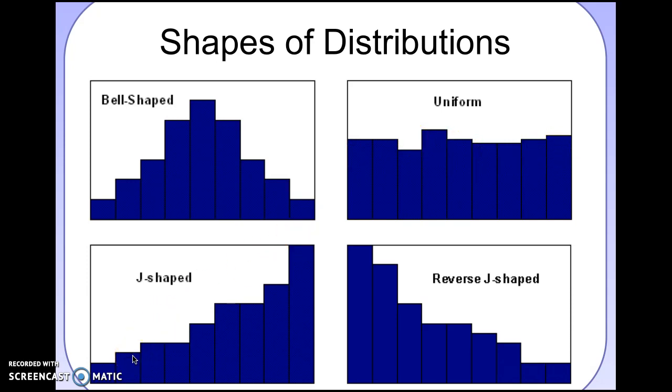J-shape. There is little data on the left and it continues to increase as you move to the right. Inverse J-shape is the opposite of J-shape. They have a large amount of data on the left and then decreases as you move to the right.